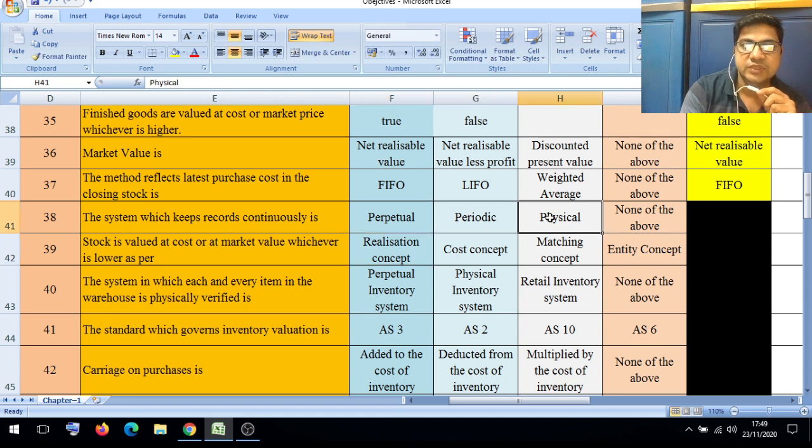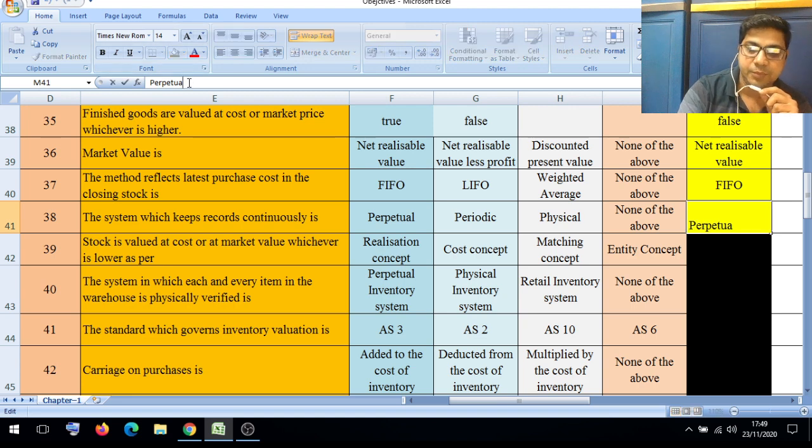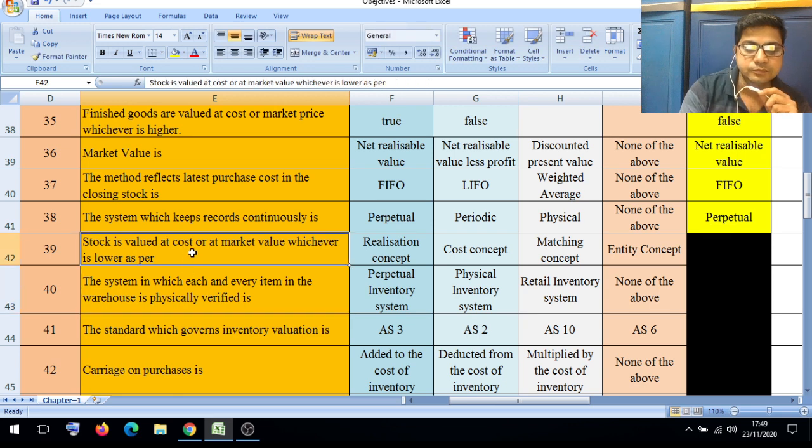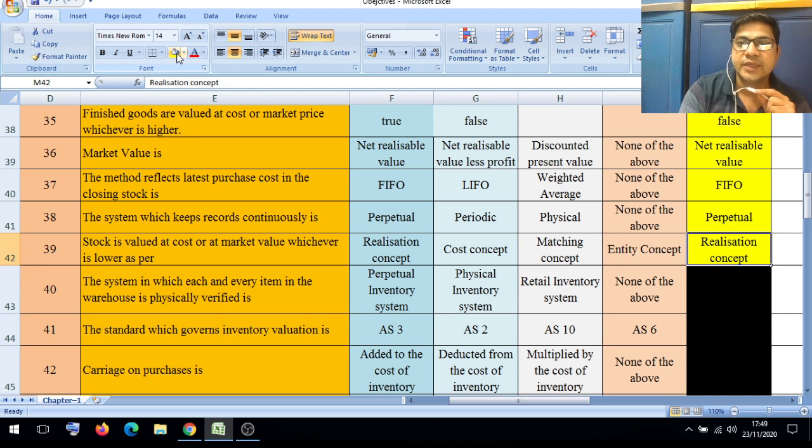The system which keeps records continuously is perpetual, periodic, physical, none of the above. Answer is perpetual. Perpetual means permanent. Stock is valued at cost or at the market value, whichever is lower, as per realization concept, cost concept, matching concept, entity concept. It is as per realization concept.